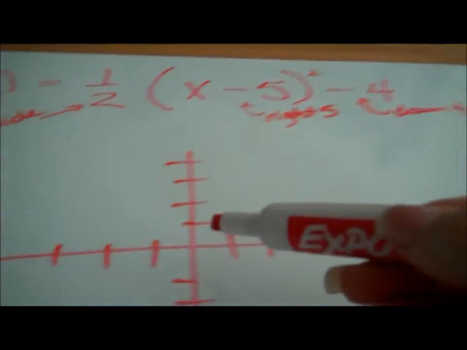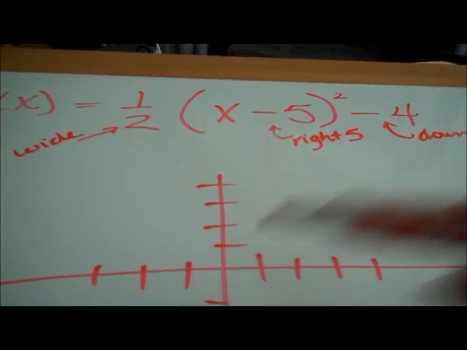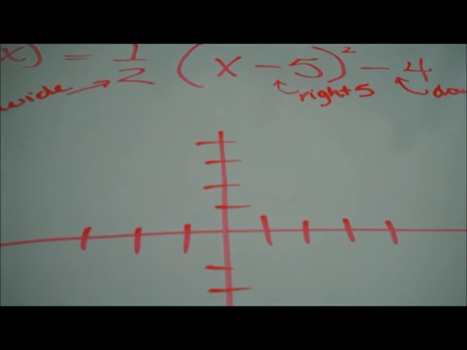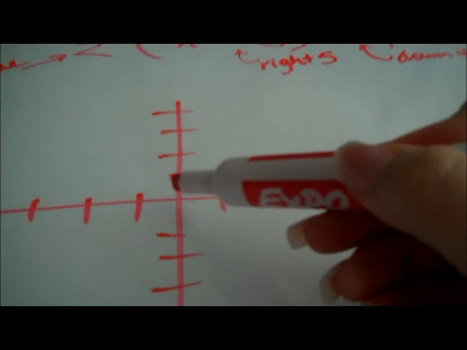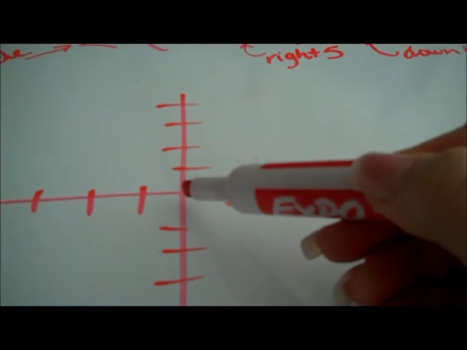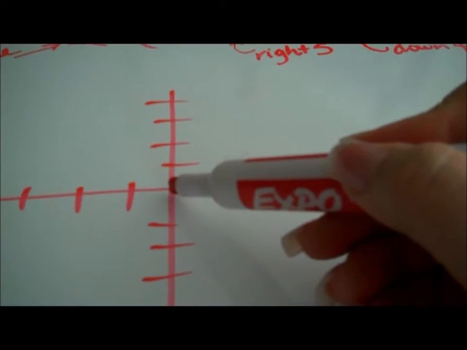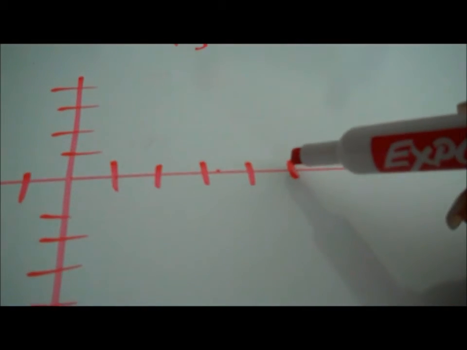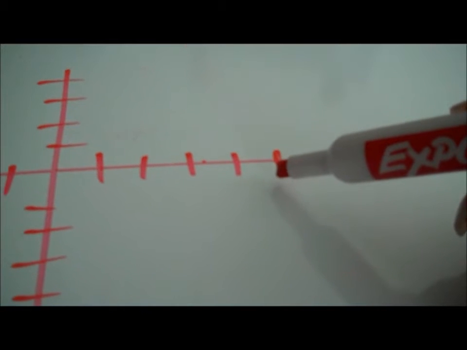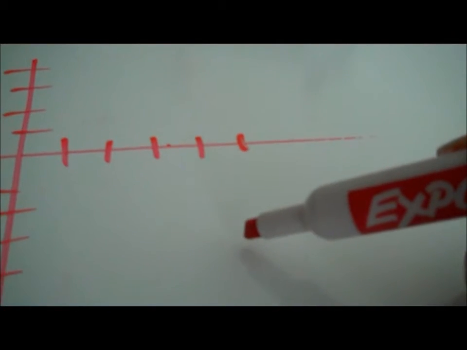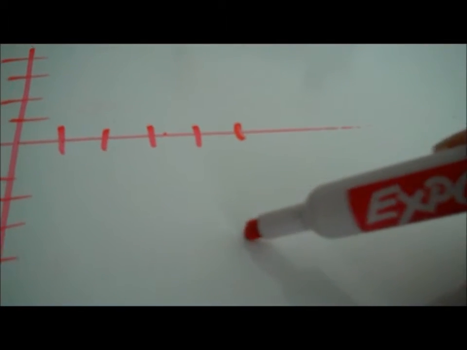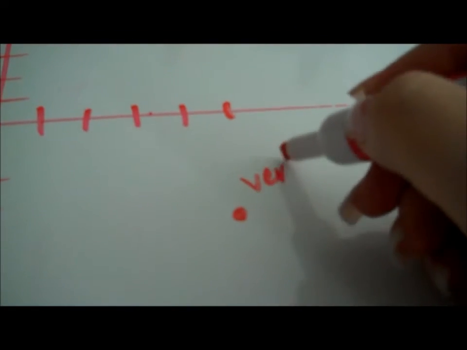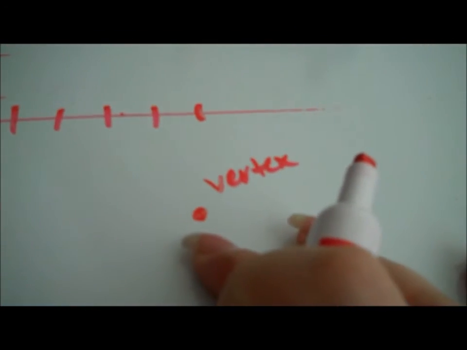And you always start in the center because that's where a basic parabola starts from or originates from, the 0, 0, as we saw in the previous pictures. So we start here and we go to the right 5. 1, 2, 3, 4. Okay, you need one more. 5. And then it's going to go down 4. 1, 2, 3, 4. Right here. This is where our vertex is going to be, right there.